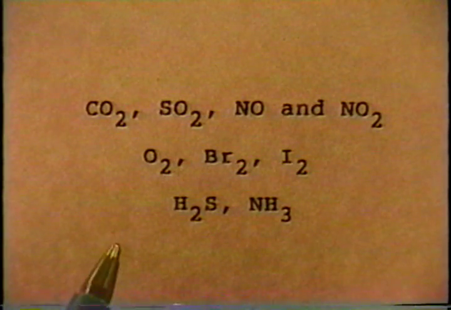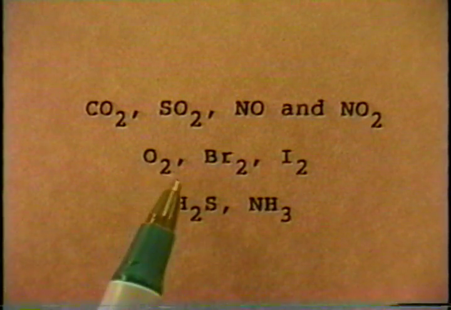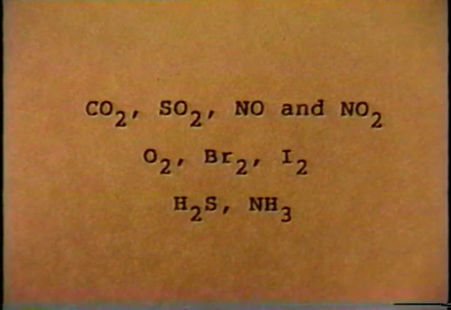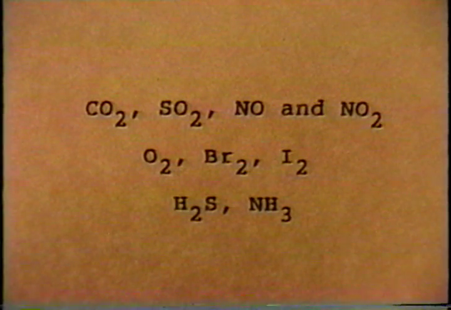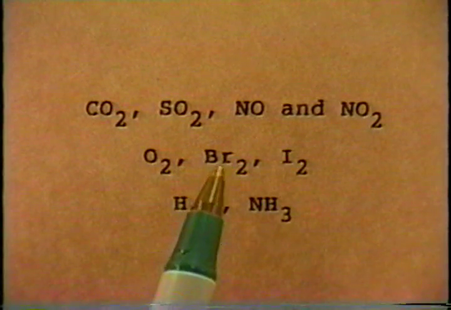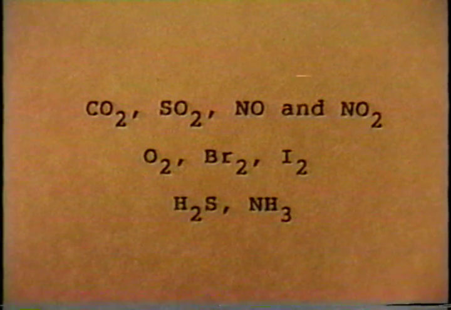Finally, you will also generate several elements. In particular, you'll be generating oxygen, which is recognizable by its support of combustion, and of course, support of life. And also you will be generating two of the halogens, in particular bromine and iodine. Well, let's look first at the oxides.